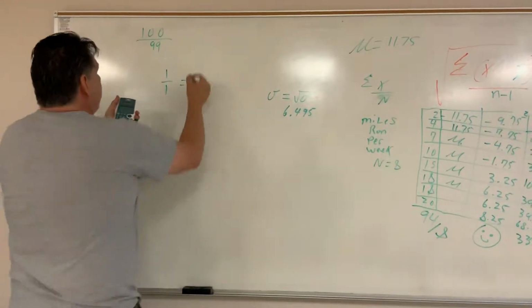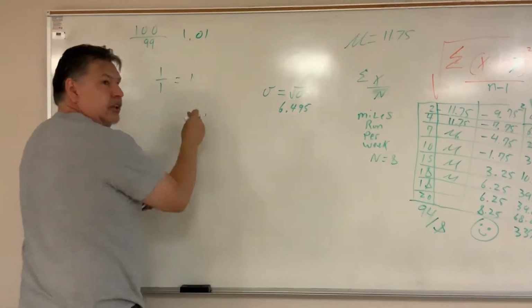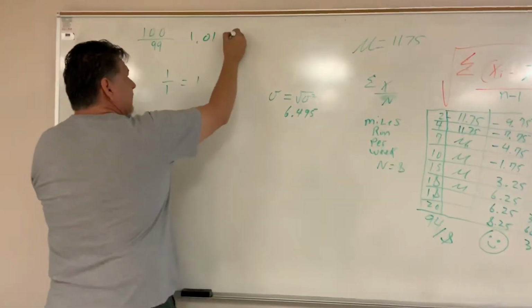And now I have 1.01. So I've adjusted this to the positive side by 1%.